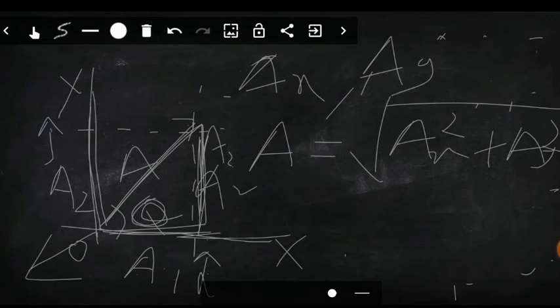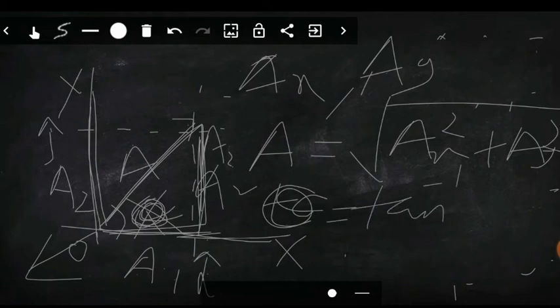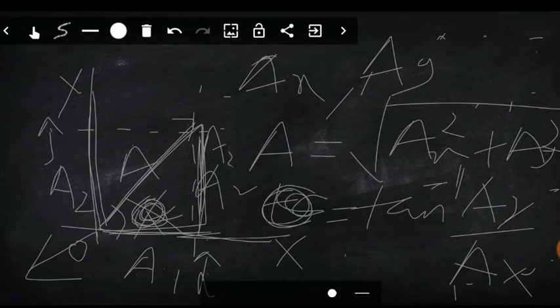Okay. And if this theta value, this angle, is not known, then how can we find it? In order to find that theta value, theta equals tan inverse of the y component of that vector divided by the x component of that vector, ay divided by ax. Tan inverse of ay by ax gives the theta, the angle between these two.